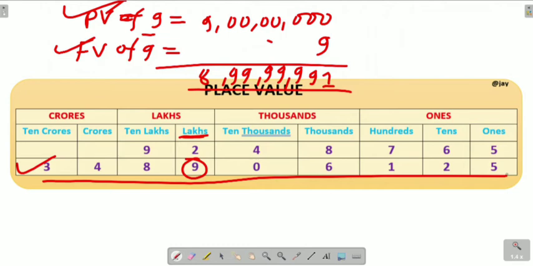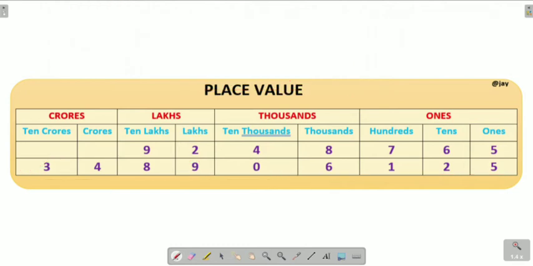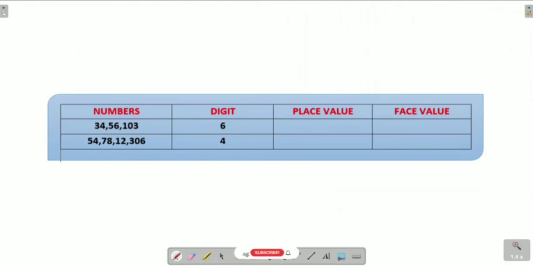Let me give you one question for it. Now you have to find the difference between the place value and face value of digit 6 in this number. Okay, solve it and answer it in the comment section. You have to find the difference of the place value and face value of digit 6 in this number. Now students, come to the next.